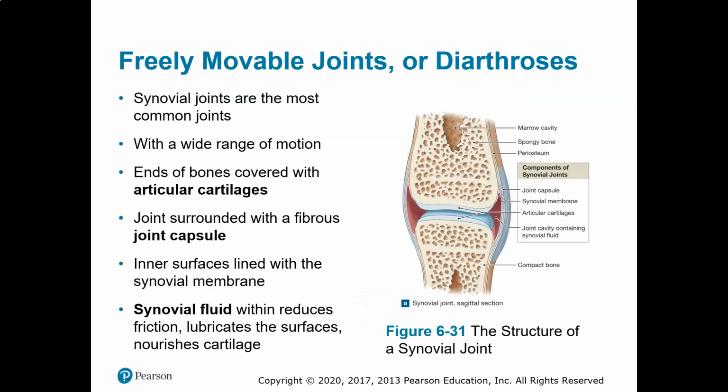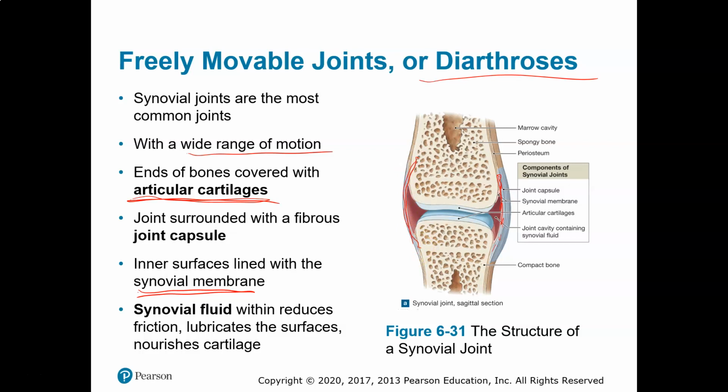Then we have our freely movable joints, which are diarthroses or synovial joints. They're called synovial joints because the membrane that surrounds these joints is called the synovial membrane. They have a wide range of motion. The ends of the bones are always covered with articular cartilages, which is technically hyaline cartilage. There is a joint capsule that surrounds the joint. And you can see that here and on the other side. That surrounds the entire joint and the bones that form the joint.